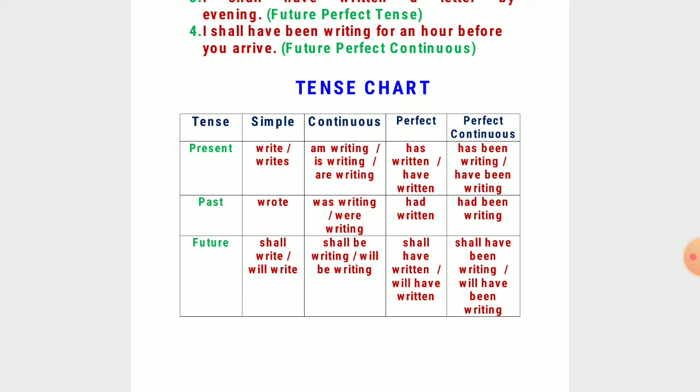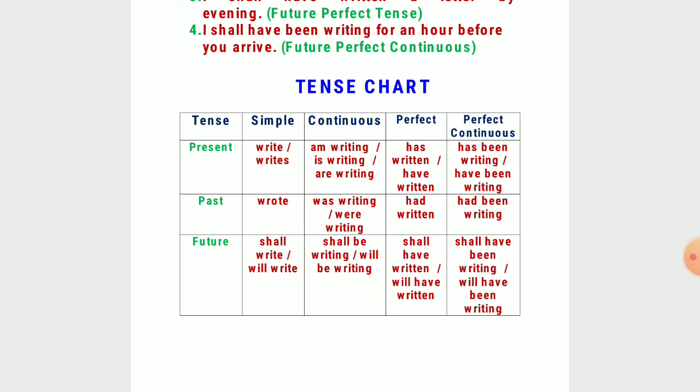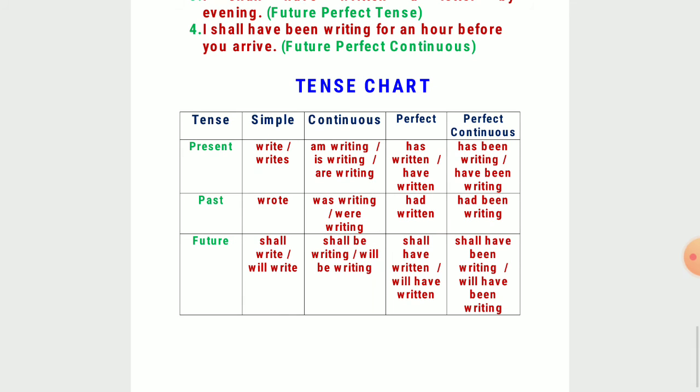Present tense, it is something related with write or writes. And present continuous, am writing, is writing, are writing. Then present perfect, has written, have written. Perfect continuous, has been writing, have been writing. Very important for you all to know this. If you look at the changes very carefully, then it won't be a big trouble.